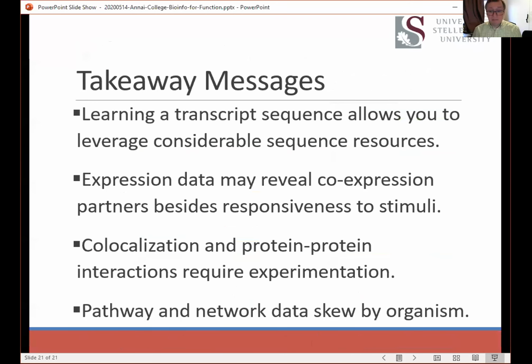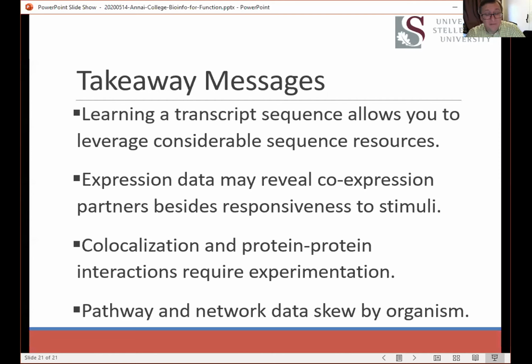Okay, lots of takeaway messages, and I realize that spending only 50 minutes on all of those is a little unfair, but I want to leave lots of room for questions, and I think we have room for 35 more minutes. So, learning a transcript sequence is great. It allows you to leverage considerable sequence resources, and our ability to find homologs is one of those areas where bioinformatics has hit it out of the park. We have great ability to find sequence homology across very long evolutionary differences. We can discover the relationship of human genes to genes in blades of grass, and that is not a close evolutionary relationship.